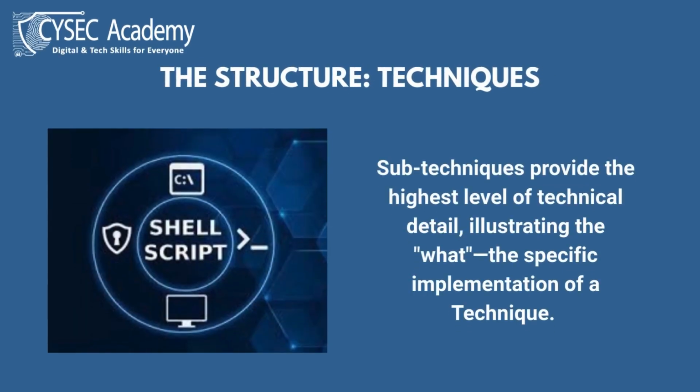Sub-techniques, the what: specific implementation. A sub-technique is a subset under a technique. It describes the precise way a technique is executed. For example, the technique Command and Scripting Interpreter, T1059, can be implemented through these sub-techniques. T1059.001, PowerShell. T1059.003, Windows Command Shell. T1059.004, Unix Shell. They show the exact method used to carry out a broader technique.